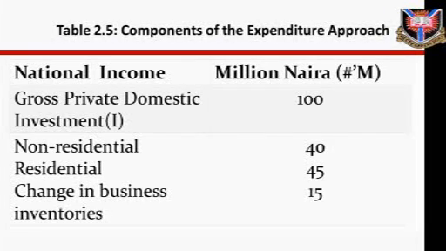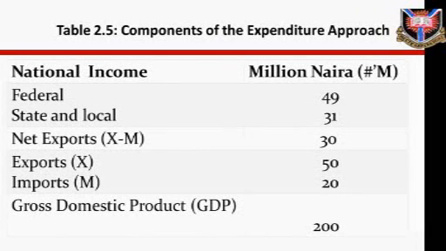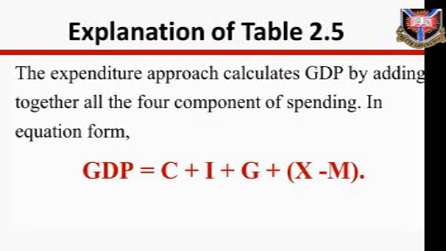Government consumption and gross investment, it has a total of 80, and the breakdown is federal 49, state and local government 31, which equals 80. Net export, X minus M, the total is 30, and it has a breakdown of export 50 and import 20. So the gross domestic product has a value of 200. The expenditure approach calculates GDP by adding together all these four components of spending. In equation form, GDP equals consumption plus investment plus government expenditure plus export minus import.